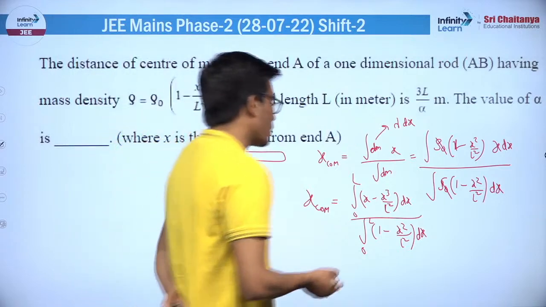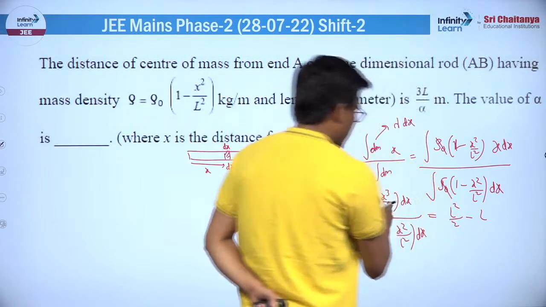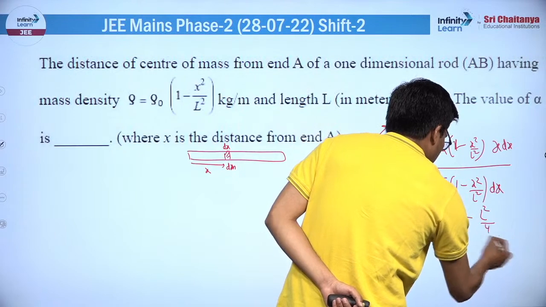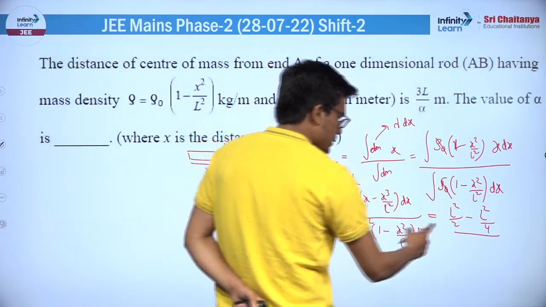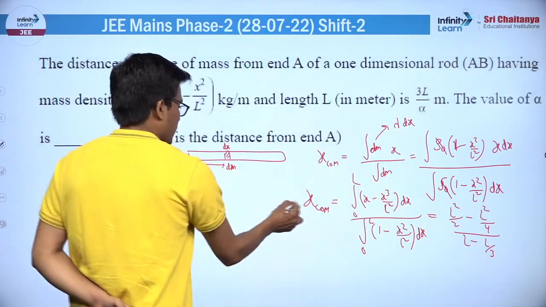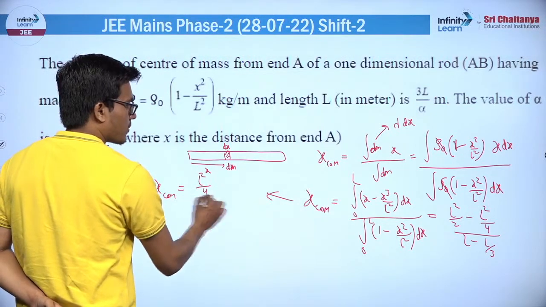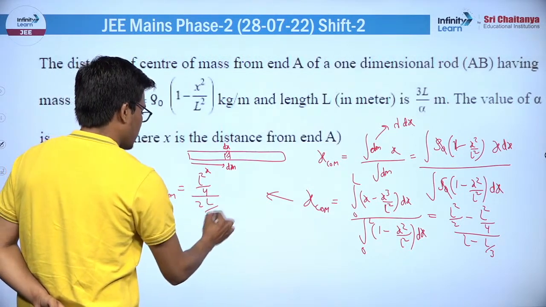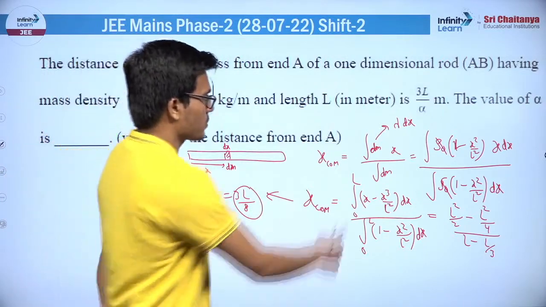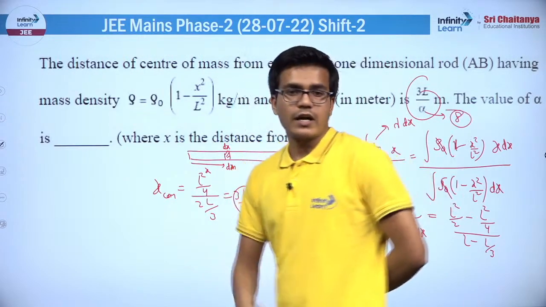Just integrate it now. The integration of x is x square by 2, and x cube gives x to the power 4 by 4, so it will be L square by 4, divided by the integration of 1, which is x, so L minus L by 3. You can express this in a very simple term. The numerator will be L square by 4, the denominator will be 2L by 3, so the answer will be 3L by 8. Just compare with this expression, the value of alpha is 8, that is my answer.